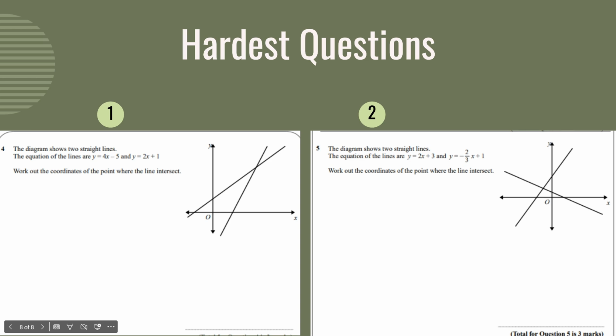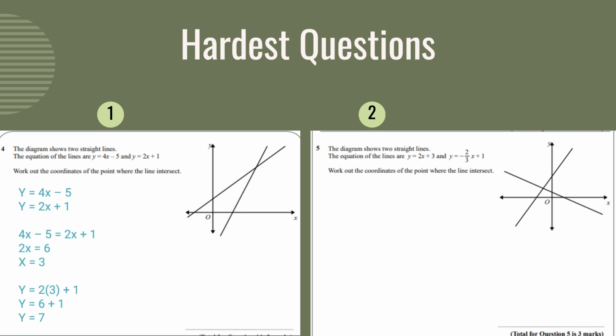So, with our first question, the diagram shows two straight lines. The equations of the lines are y equals 4x minus 5 and y equals 2x plus 1. Work out the coordinates of the point where the lines intersect. So here we've been given a drawing, but we need to use our normal simultaneous equation skills to work them out.